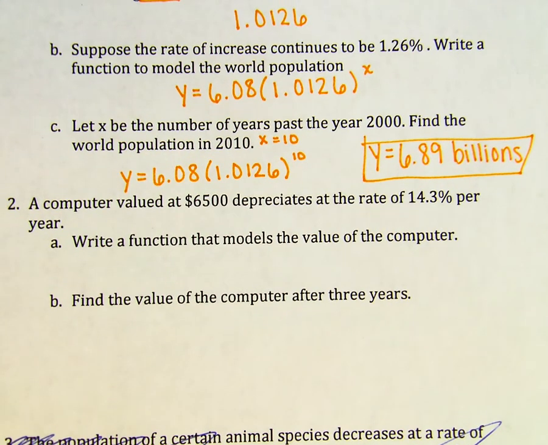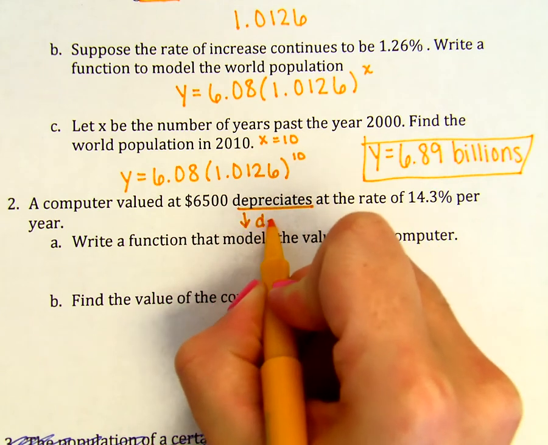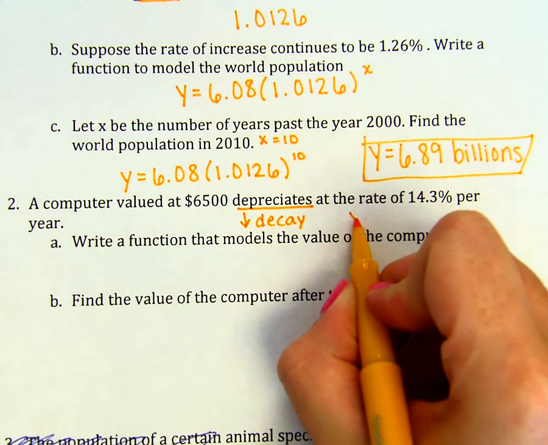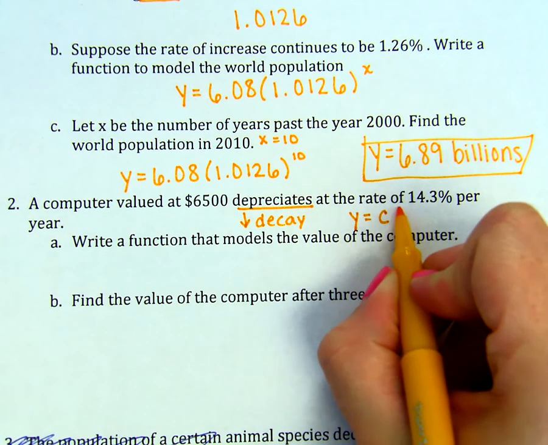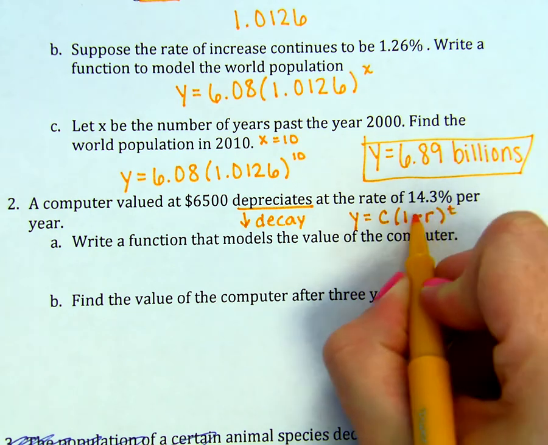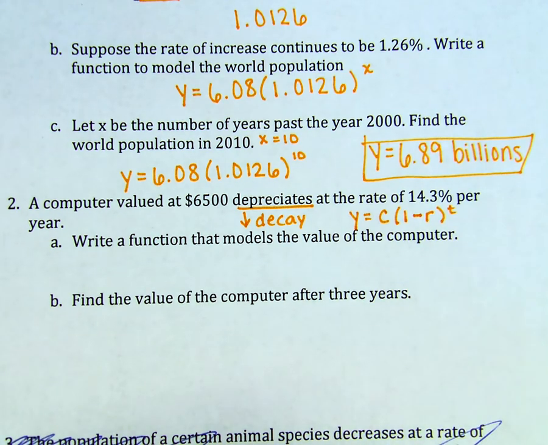So here is our next question. Again, it's very similar. It says a computer valued at $6,500 depreciates at a rate of 14.3% per year. Depreciate means that it's going down, or decay. So we're going to use that second function, that y equals c(1 minus r)^t. Decay is minus, growth is plus.